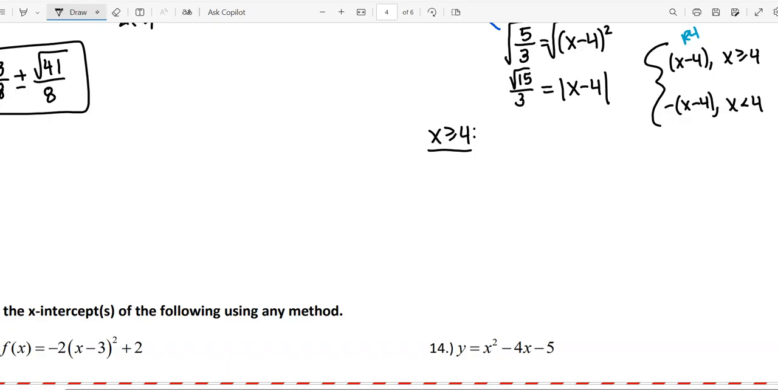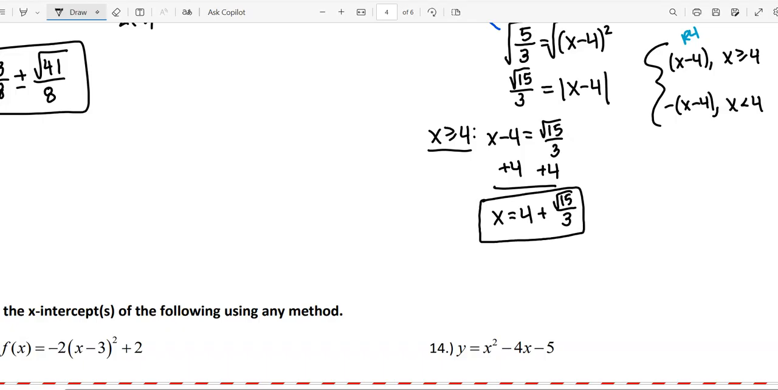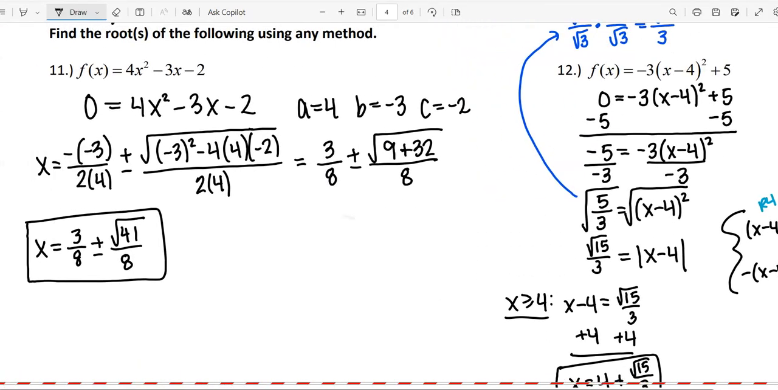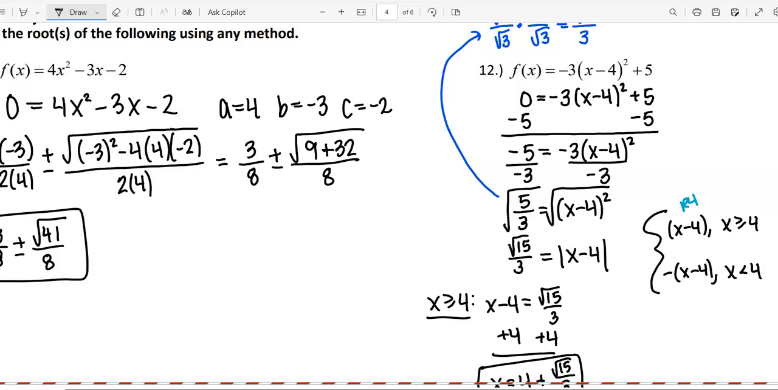So for x is greater than or equal to 4, you'll have x minus 4 is equal to the square root of 15 over 3. Add 4 to both sides. 4 is your rational number. It goes first. Positive square root of 15 over 3 is your irrational number. It goes last. I'm going to box that because it did ask for just the roots, right? Yeah, just the roots, so we're good with x equals.